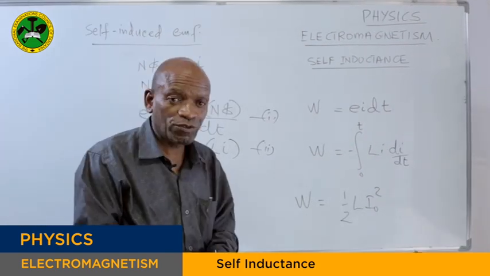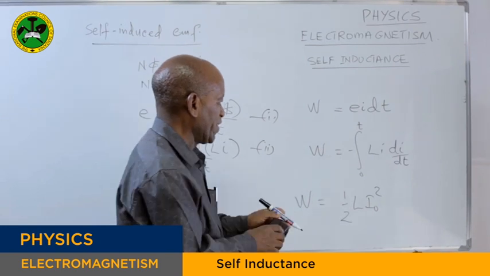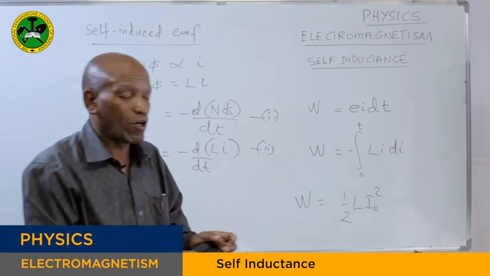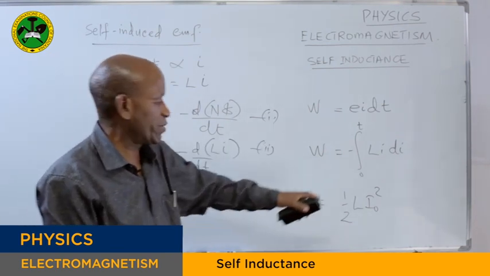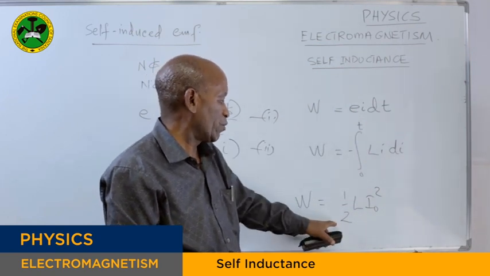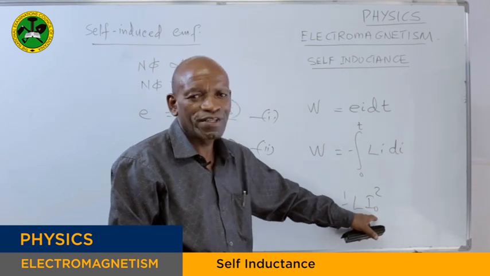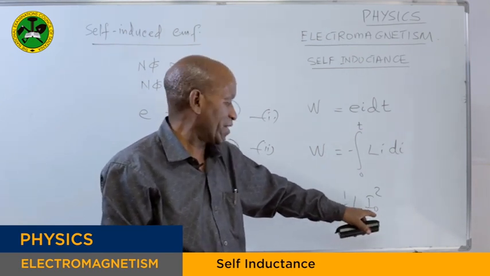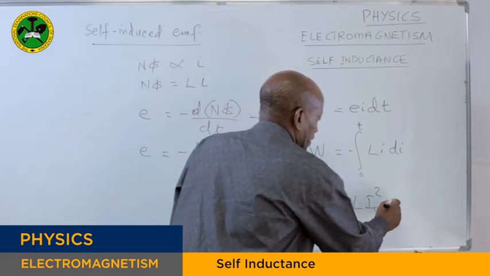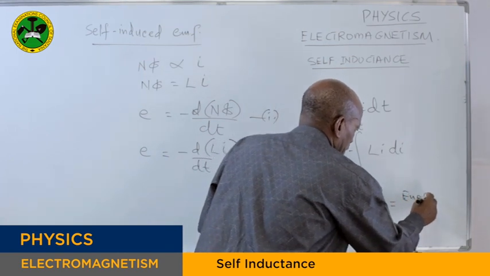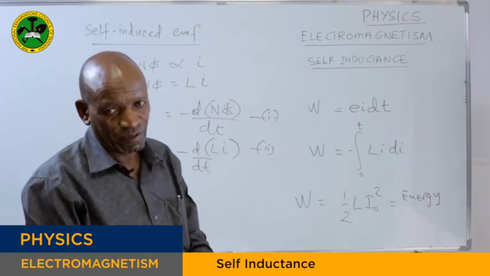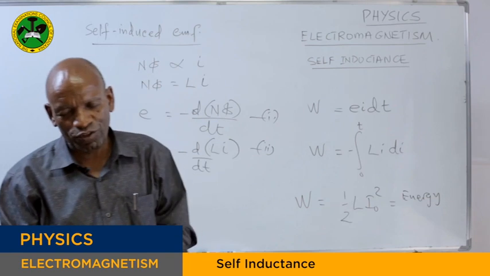The work done against the back EMF is L i di dt. No, sorry, it's not dt. It is just L i di, such that on integrating from time zero at the boundary condition to the last time t, the total work done will be equal to half times L times I naught squared, I naught being the maximum equilibrium current flowing in a circuit. This work done is the energy stored in an inductor, which is measured in joules. So this is the actual derivation.